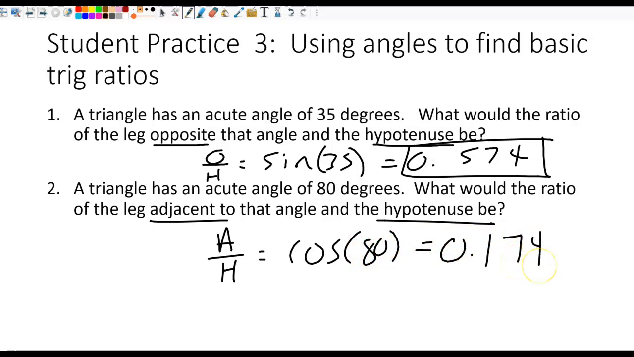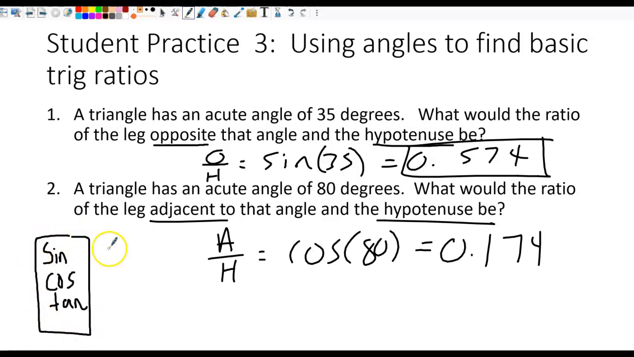0.174. Something you should take note of now, from example 3 in student practice 3, is that I only gave you problems that involved sine, cosine, and tangent. The reason I did that is because your calculator only has these on there. It doesn't have the other three. It doesn't have cosecant, it doesn't have secant, and it doesn't have cotangent.